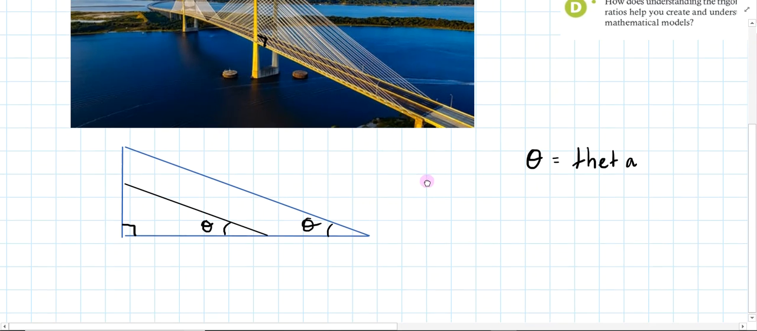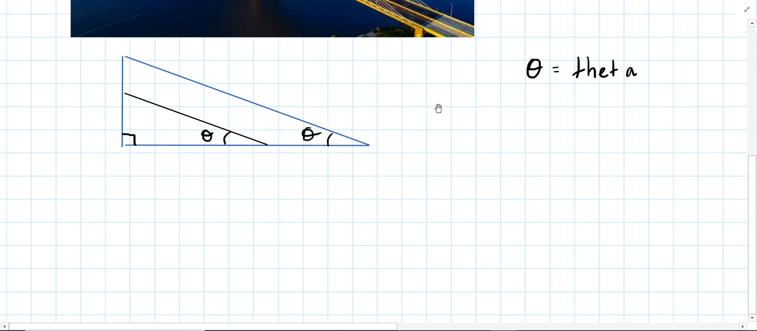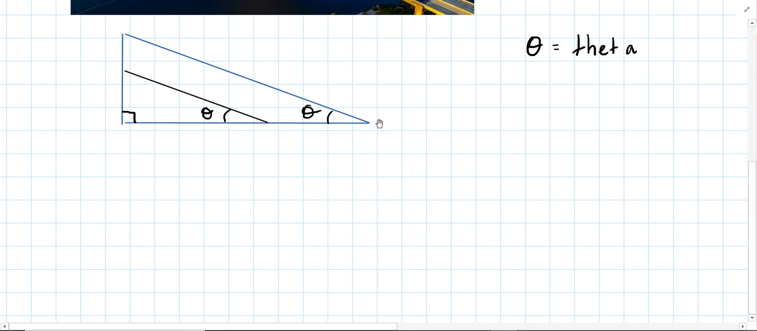Someone back in the day, hundreds of years ago probably, did a bit of research with their triangles, and they found certain things out. They found that if I take those cables at those angles and create triangles, there was a relationship between the ratios of different lengths.